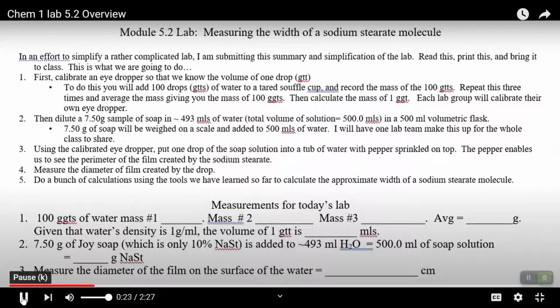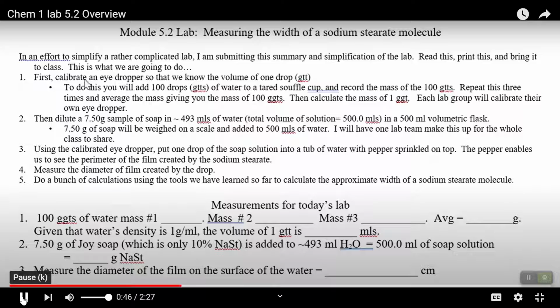In a quick summary, what we're going to do is calibrate an eyedropper, and then dilute a sample of soap. And then the last thing we're going to do is measure the diameter of the micelle film that's created when we put 1 drop of that soap solution onto a peppered water surface.